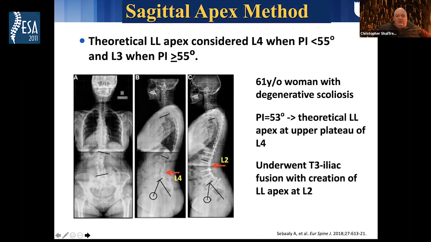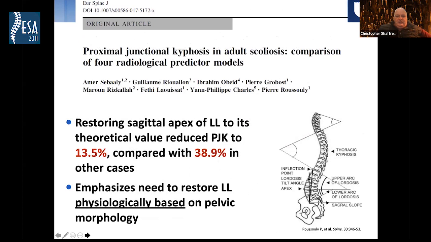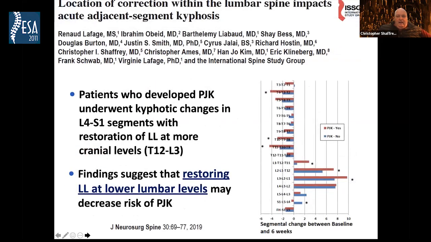And again, what it showed is those people who have their lumbar lordosis where it theoretically would be ideal had a much lower rate of PJK. This is some work from the ISSG, looking at similar factors. And what we found was that restoring lumbar lordosis at lower levels decreases the risk of PJK. So we discussed the importance of these age-adjusted targets, which also is directly correlated with the incidence of PJK.